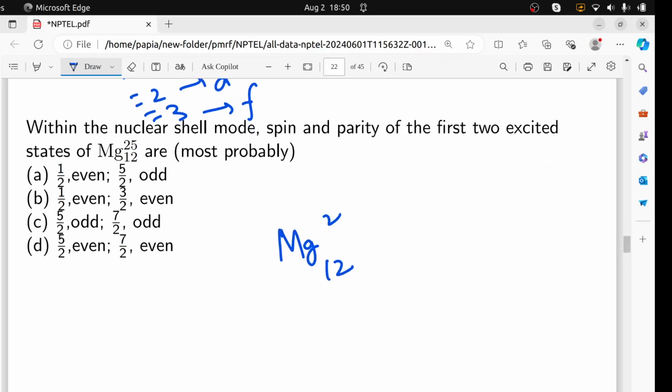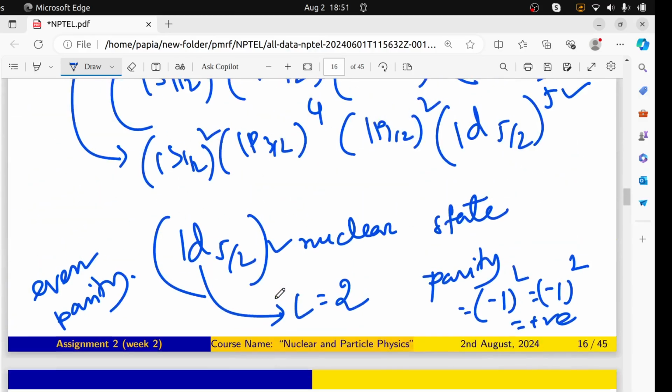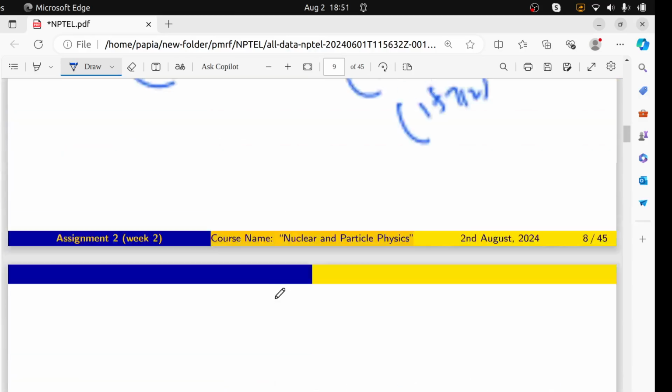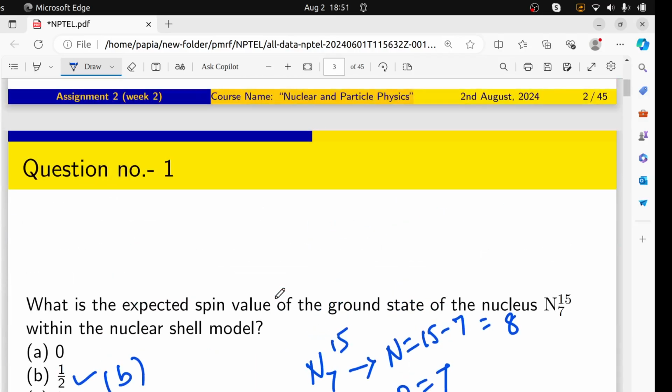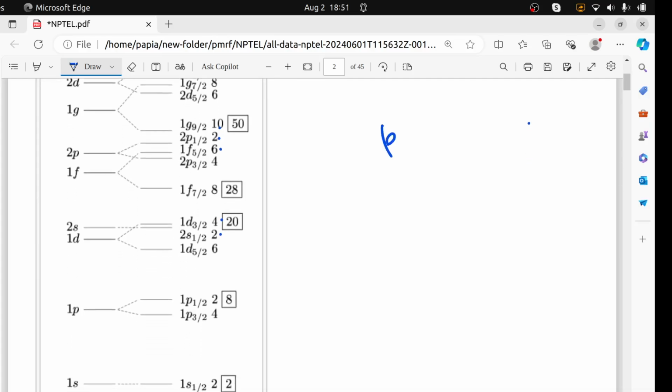Okay, so just come here. Mg 12, 25. Proton is 12, neutron is 13 because it is 25. So we will write here 12 and 13, right? Yes, here proton was 12, neutron was 13. They are asking about the first excited state as well as the second excited state. At the very first, we are talking about the ground state.